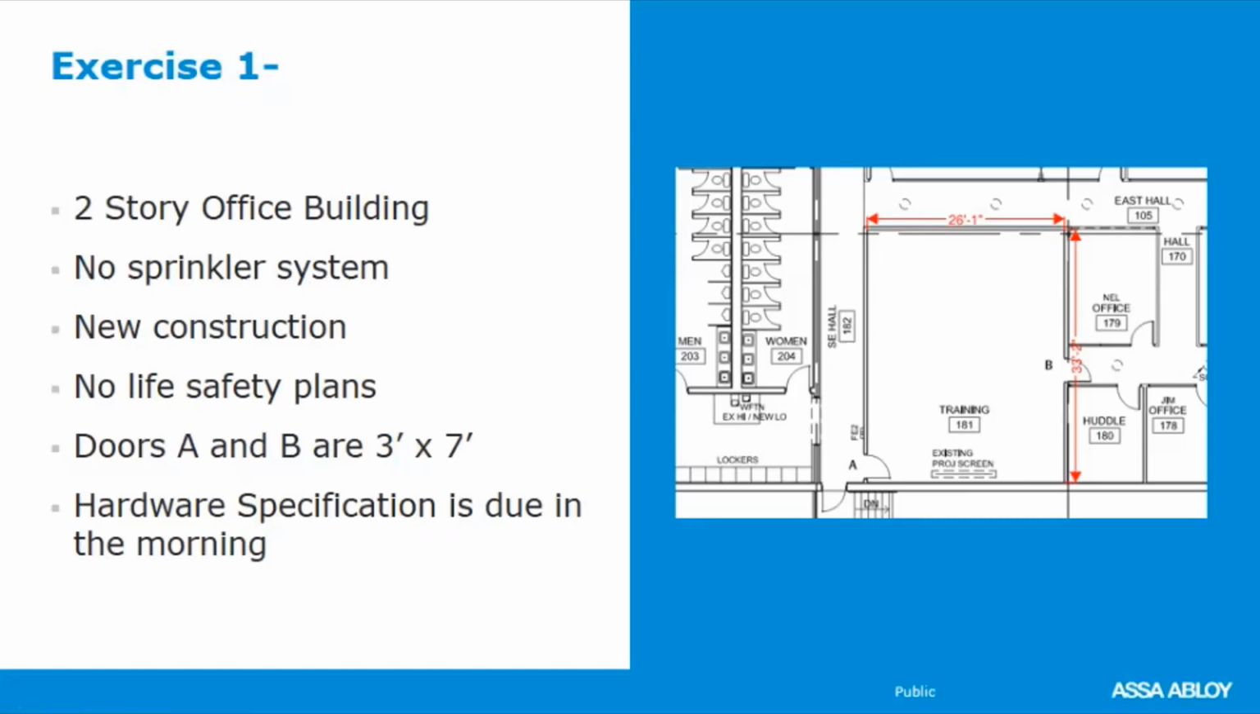The first one is going to be a 2-story office building, which is Group B business. There is no sprinkler system. It's new construction. We don't have any life safety plans. The hardware specification is due in the morning and it's too late at night to call the architect. Just want to verify this training room and doors A and B that are 3 foot by 7 foot. Make sure that if we need exit devices on these doors, then this door would have to change swing. And rather than assume, we're going to use the egress calculator to just double check real quick.